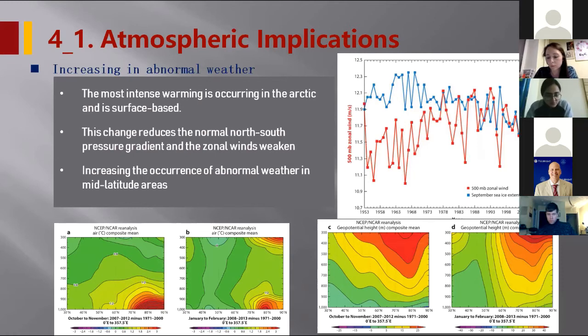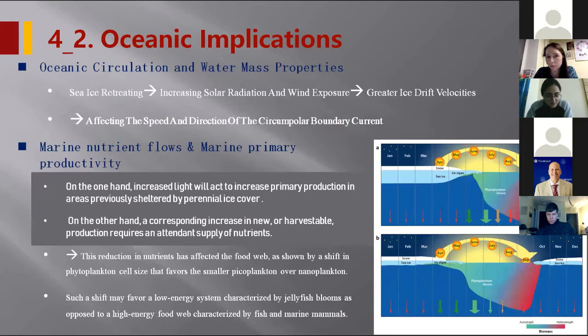The Arctic Ocean plays two major roles in global oceanic circulation. It provides an oceanic pathway between the Pacific and the Atlantic Ocean, and it also takes in Arctic input, modifies it, and returns it to the Atlantic. Sea ice retreat, increasing solar radiation and wind exposure leads to greater ice drift velocities. On the other hand, we see that increasing light will increase the primary production in areas previously sheltered by the perennial ice cover.